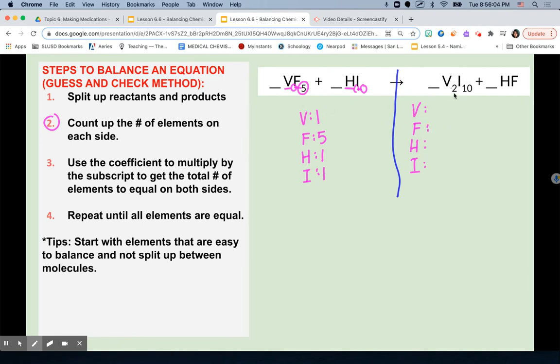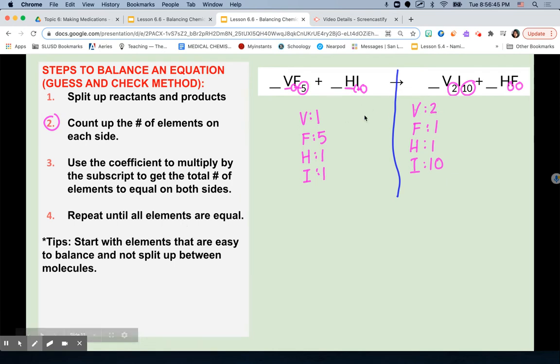So let's count out how many V's I have on the product side. So 2, F is 1, H is 1, I is 10. Notice that H's match on both sides, but I's, F, and V do not. It doesn't matter which element you pick first, F, V, or I. It's totally up to you. But I'm just going to start from top to bottom, starting with V.